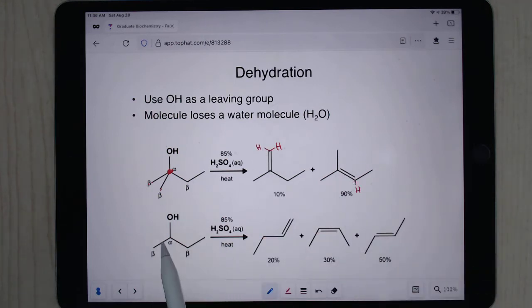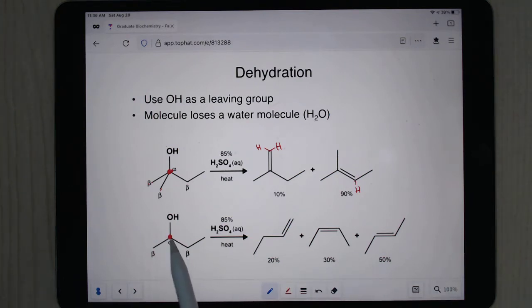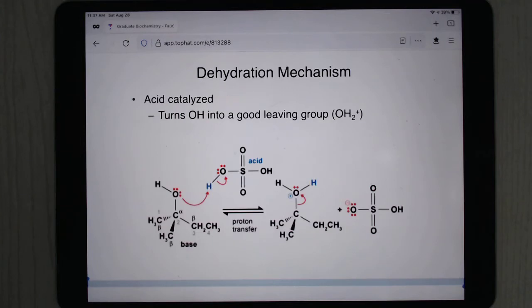If you look at this one here, this is where the leaving group is, and you look on either side, and the one on this side is going to be the major product, and the trans is more stable than the cis, so this is actually going to be the major product. But it's going to be between these two, this double bond here. Okay. So how does this work?